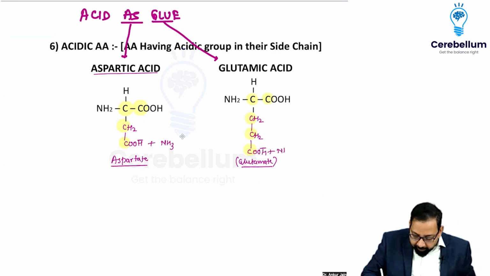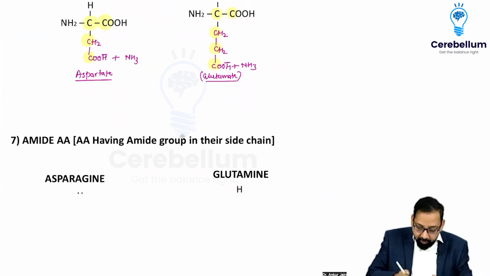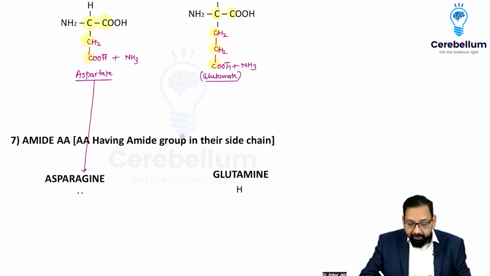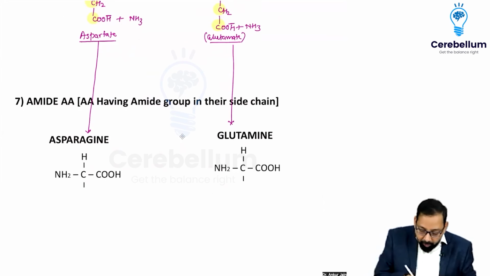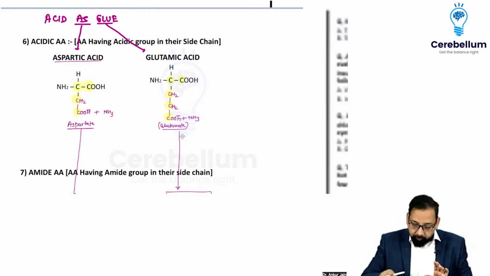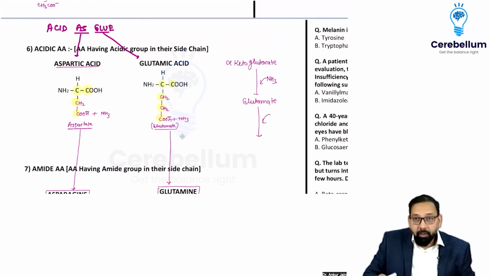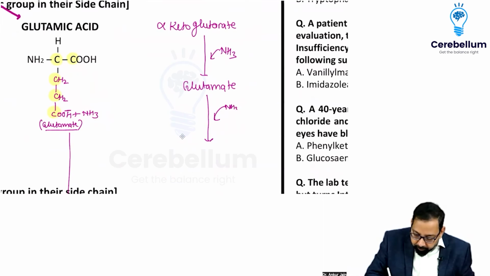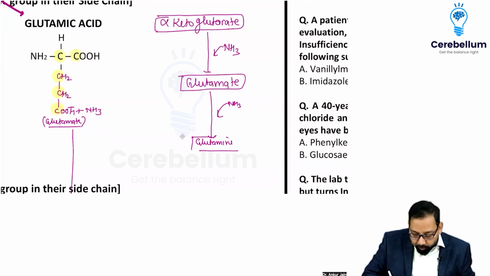Wherever a carboxylic group is there, it can bind with ammonia. So if aspartic acid binds with ammonia, it will form asparagine. Glutamate binds with ammonia, it forms glutamine. Okay, asparagine and glutamine. Now I make a simple mnemonic: alpha-ketoglutarate binds with ammonia to form glutamine. You will remember this. So if alpha-ketoglutarate is there, it can bind to ammonia to form glutamate, and it can bind to ammonia to form glutamine.